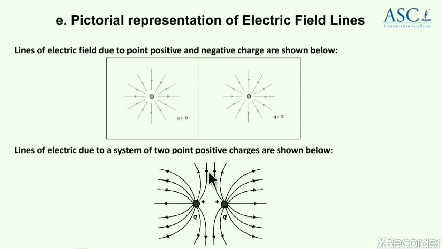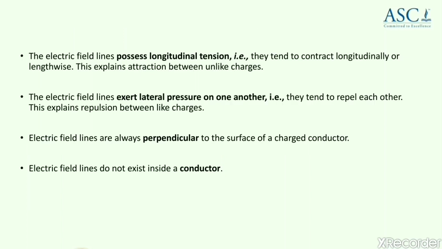And what it does here is, this electric field line exerts pressure on this and this will exert pressure on this. So lateral pressure, what happens, they cannot come close to each other, indicating these two charges must be like charges exhibiting the property of electrostatic force of repulsion.